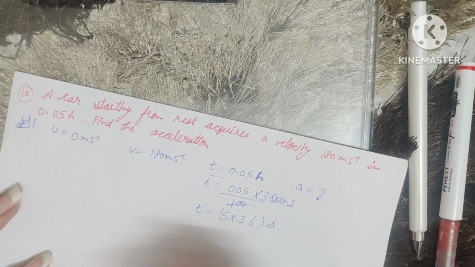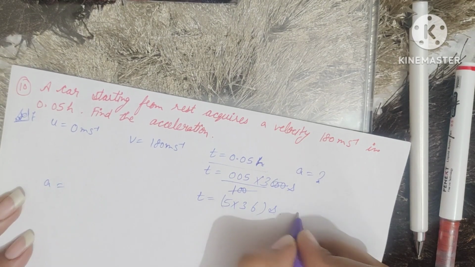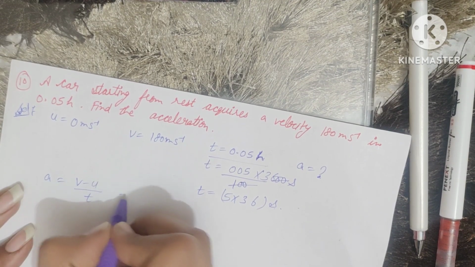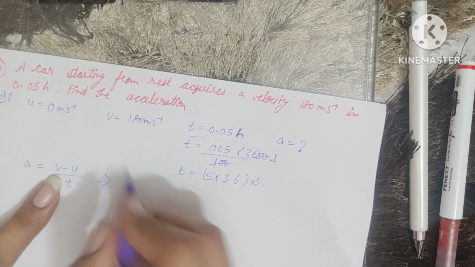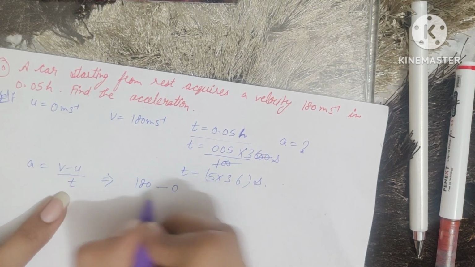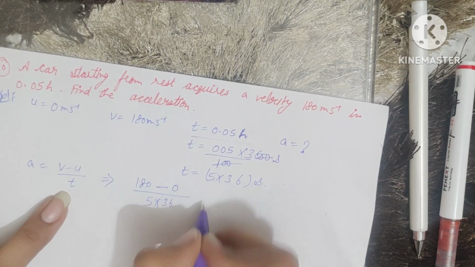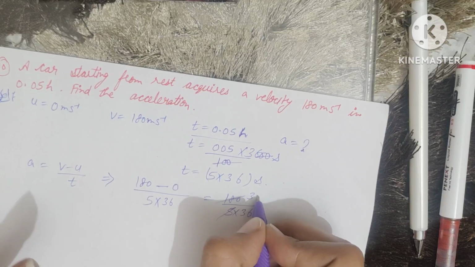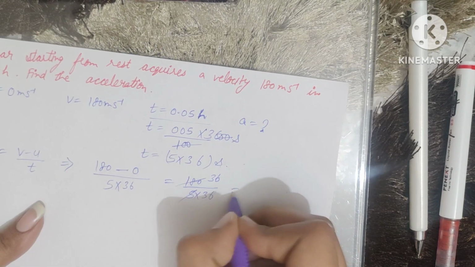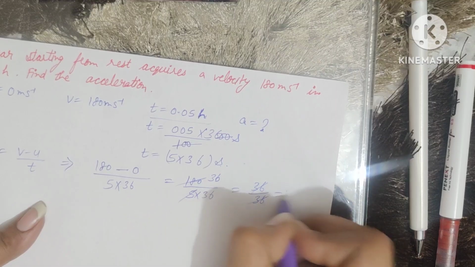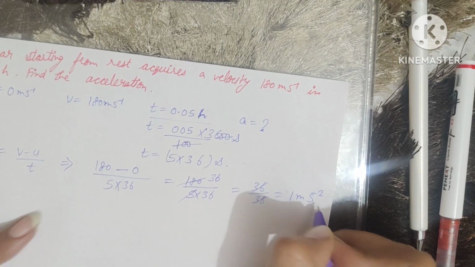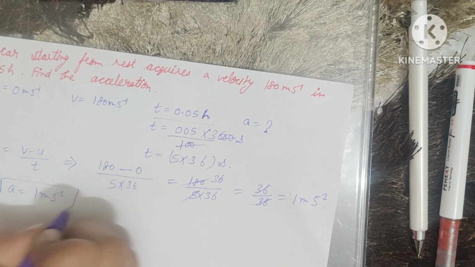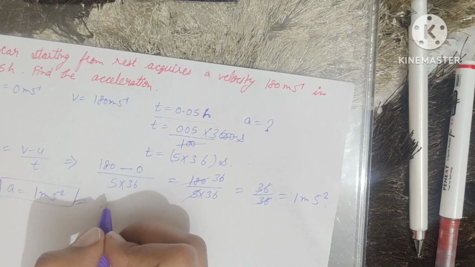This is in seconds. Okay, so we are going to apply the formula. Now you can solve this also, otherwise I'm doing the next part, that is A is equal to (V minus U) by T, the formula which we are going to apply here, because A we need to find. The value of V is 180, U is 0, time is 5 into 36, so it is 180 by 5 into 36. 5 3s are 15, 5 6s are 30. So 36 by 36 is equal to 1 meter per second square. This is the value of the acceleration. Meter per second square is the SI unit for acceleration. This is your answer. Question number 11 now.